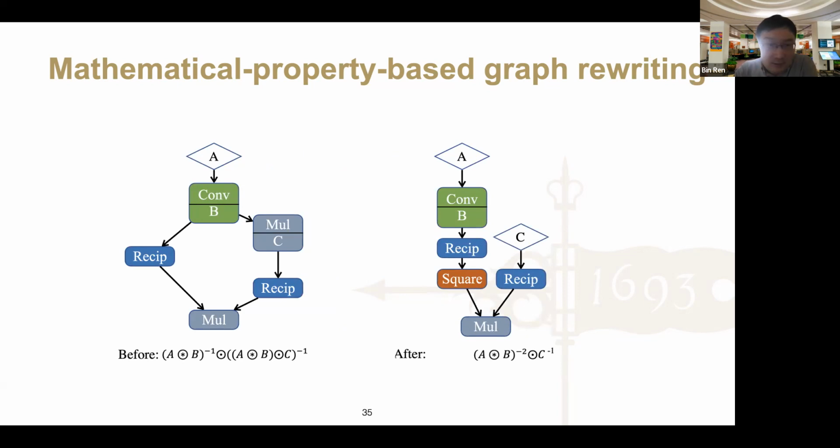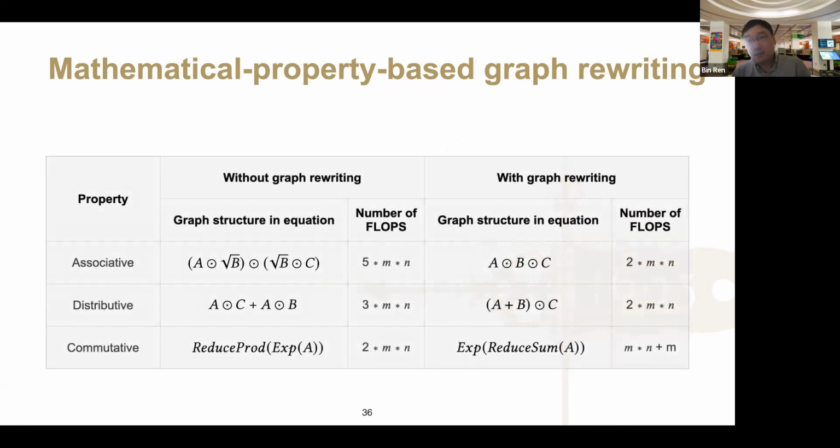So for example, before the graph rewriting, we have a more complicated graph, and after that we have a simplified graph. And it's easier to perform the operator fusion on the second graph than the first one. So we have some questions here: in order to do the graph rewriting, we need to define some graph rewriting rules. And how to define these graph rewriting rules?